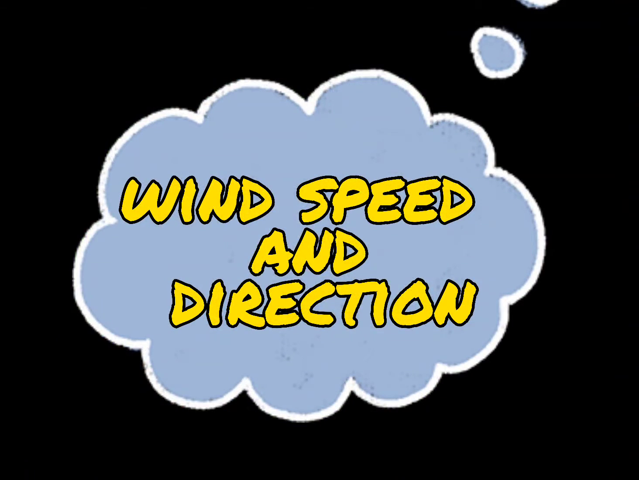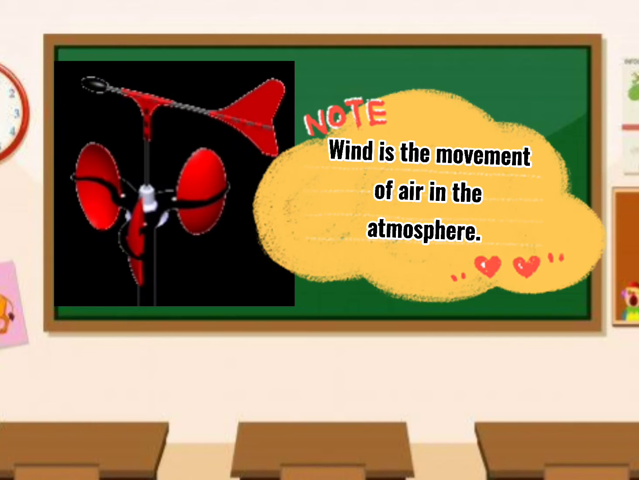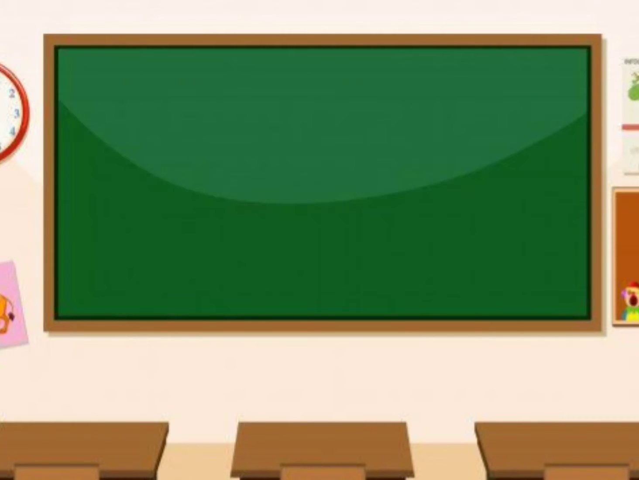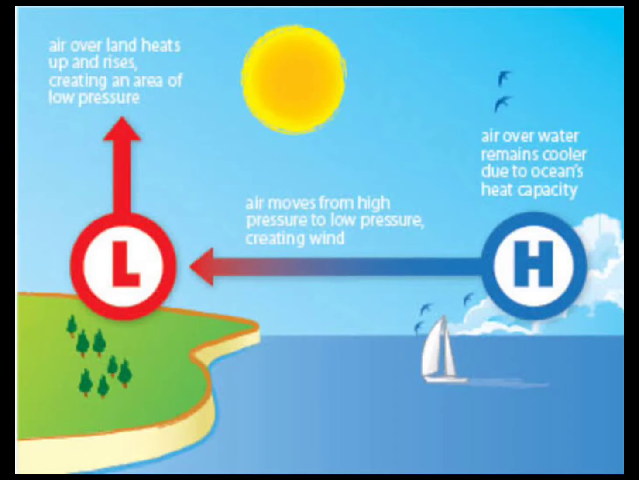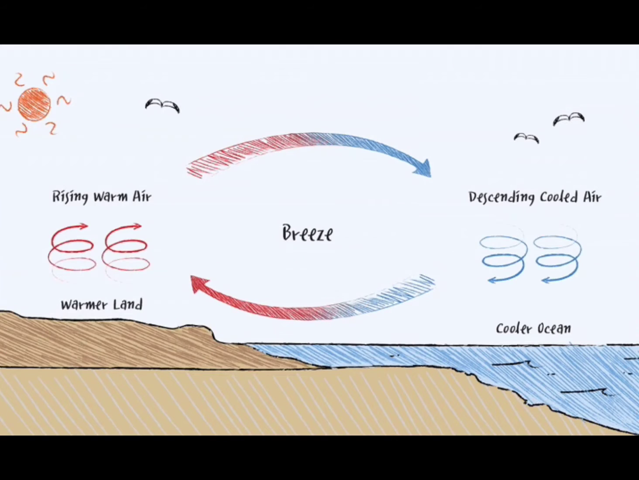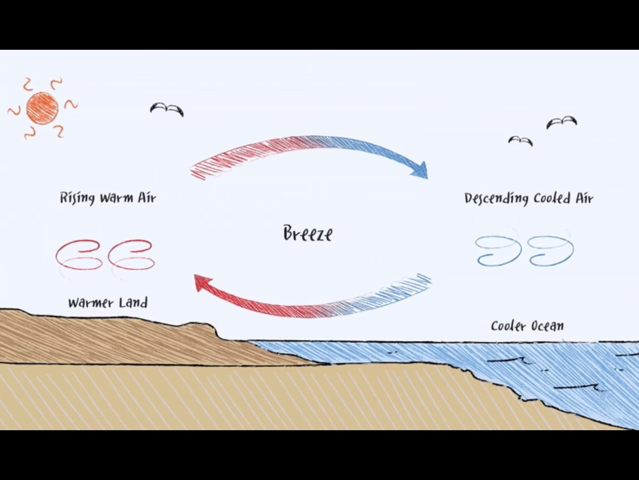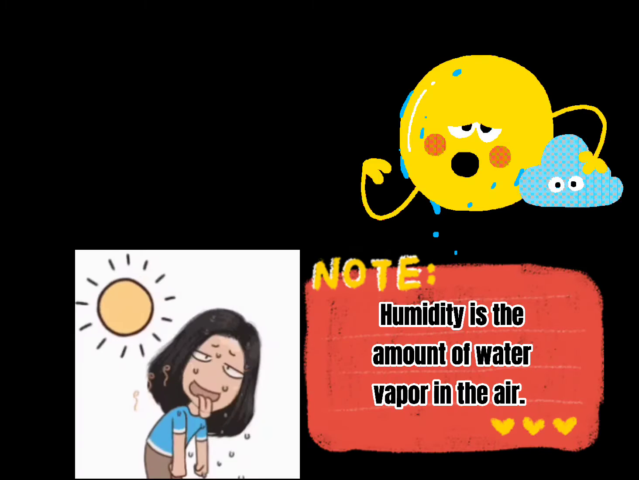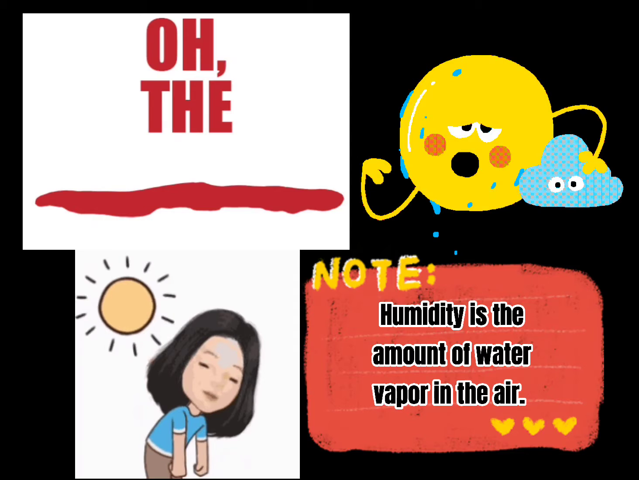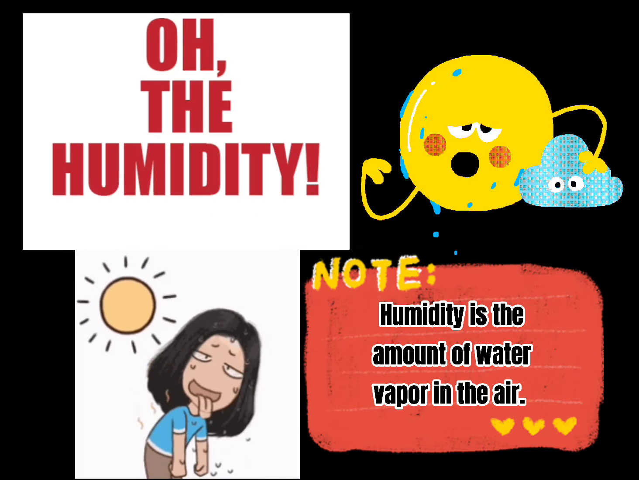Wind speed and direction. Wind is the movement of air in the atmosphere. Air moves from an area of high pressure to that of a low pressure. Wind that blows over bodies of water are cooler and moist, while wind that travels over land masses is warmer and dry. Last one is humidity.